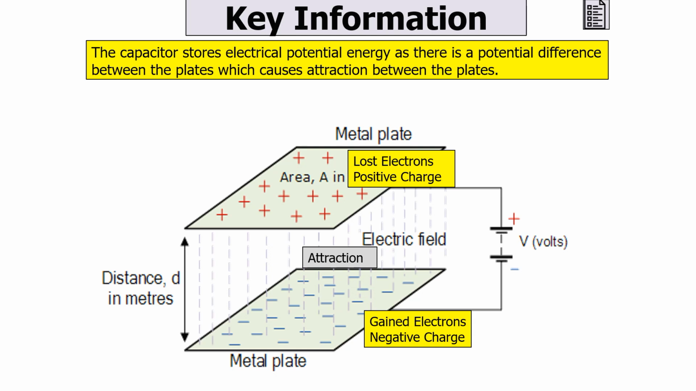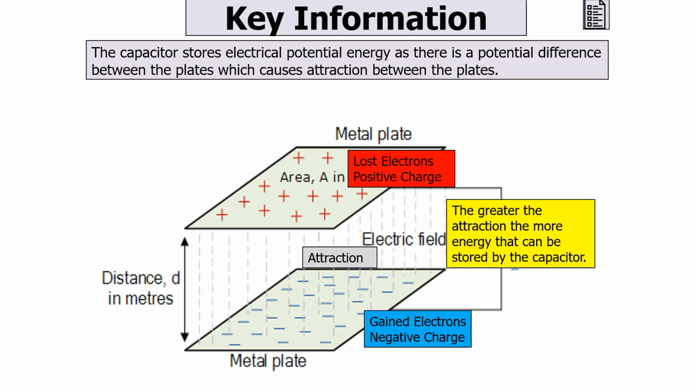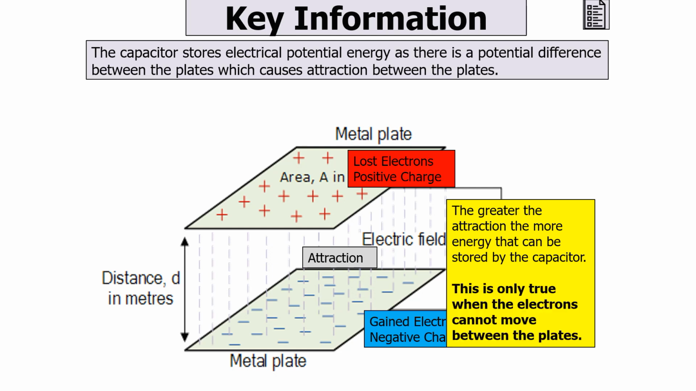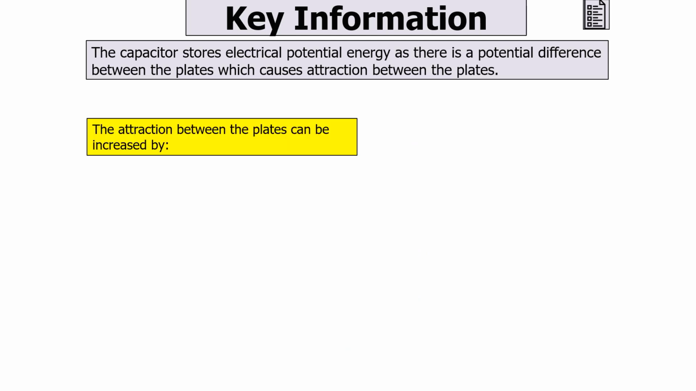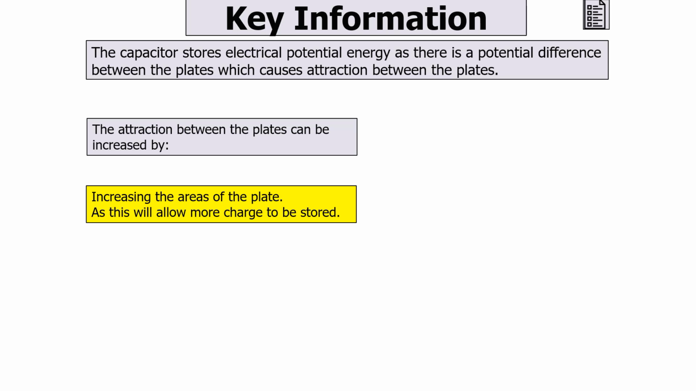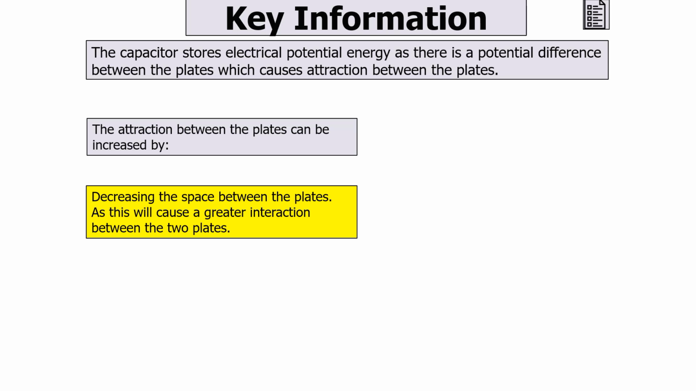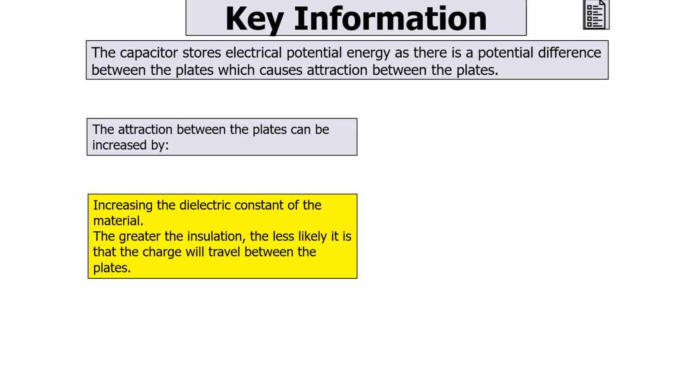So we have a positively charged plate where they've lost electrons and a negatively charged plate where they've gained electrons. Now, the greater the attraction, the more energy that can be stored by the capacitor. But remember, this is only true when electrons cannot move between the plates. So the attraction between the plates can be increased by the following. Increasing the area of the plate, as it allows more charge to be stored. Decreasing the space between the plates, as this will cause a greater interaction between the two plates. And increasing the dielectric constant of the material. The greater the insulation, the less likely it is that the charge will travel between the plates.